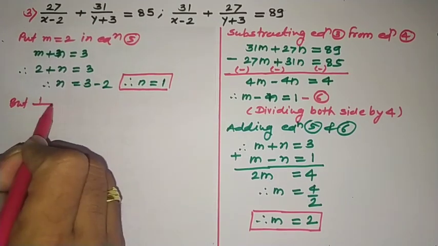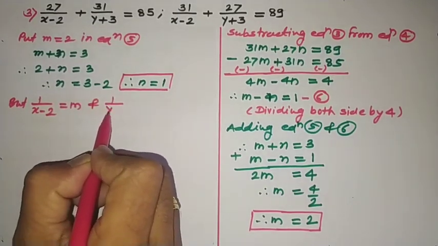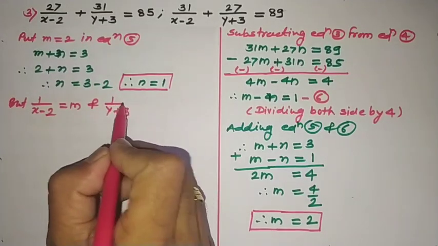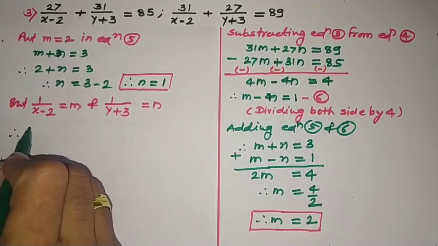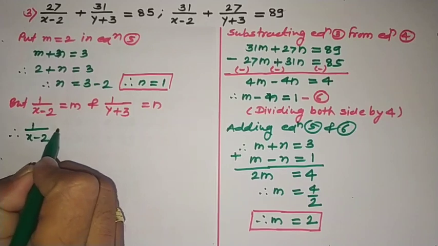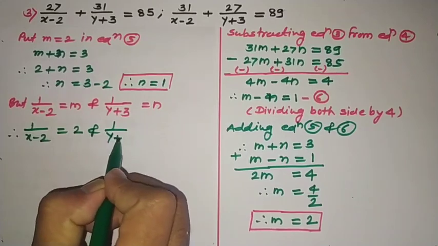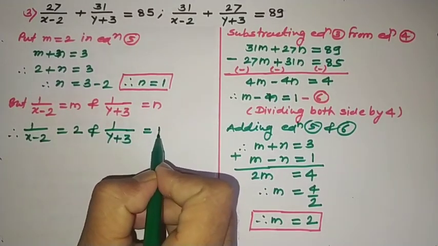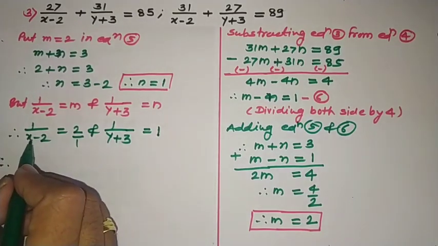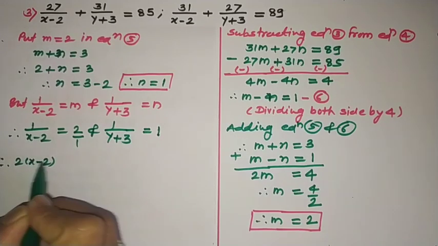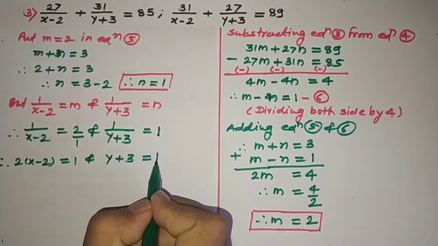But we know that 1 upon x minus 2 is equal to m, and 1 upon y plus 3 is equal to n. Put the values in this equation. 1 upon x minus 2, and the value of m is 2, and 1 upon y plus 3, the value of n is equal to 1. Here the cross multiplication of these two ratios: 2 into x minus 2 is equal to 1, and y plus 3 is equal to 1.